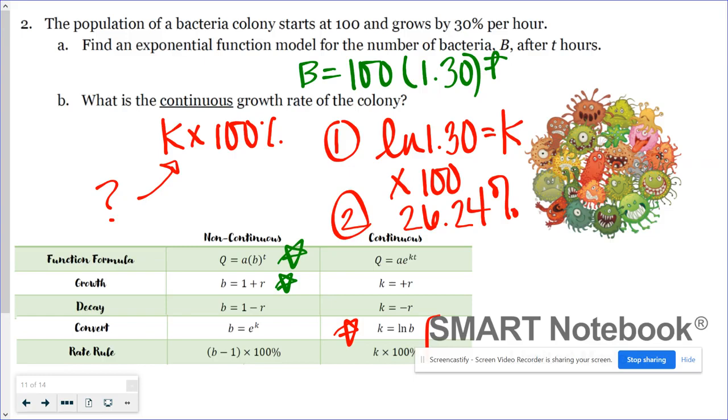So it's all about what do I want to know? I want to know the continuous growth rate. I can find the continuous rate by k times 100. But I first need to know what k is, so I need to calculate the natural log of b.